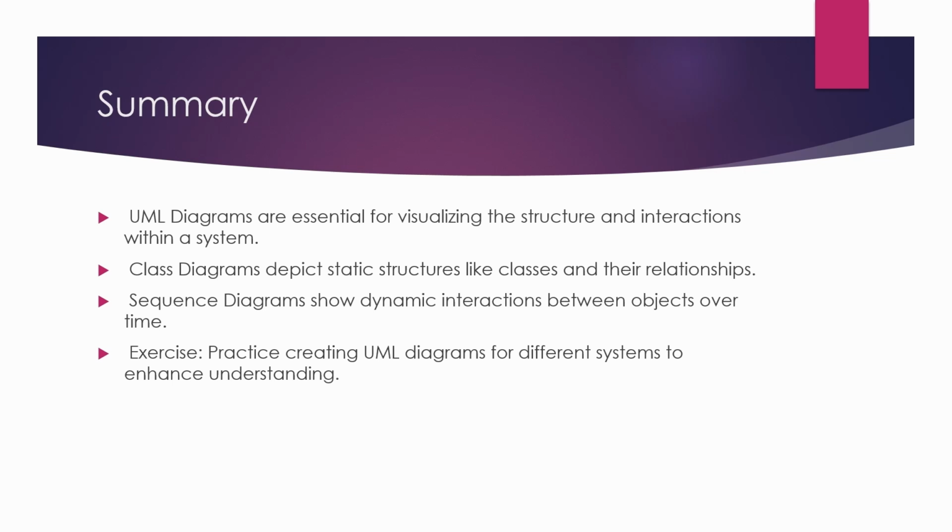To summarize, UML diagrams are essential tools for visualizing the structure and behavior of a system. Class diagrams provide a static view showing classes and their relationships, while sequence diagrams focus on the dynamic interactions over time. We have also looked at a practical example and an exercise to help solidify these concepts.